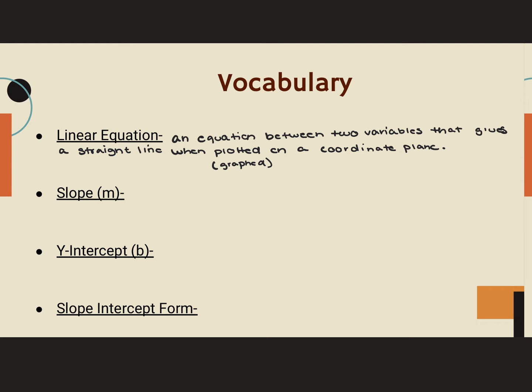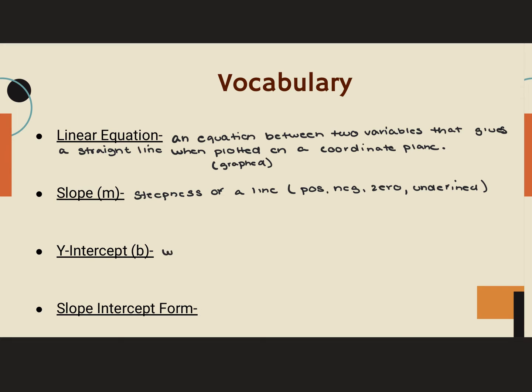Slope, M, describes the steepness of the line. So we learned that in our previous lesson. So it is the steepness of a line. And remember, there are 4 types of slopes. So you have positive, negative, 0, and undefined.